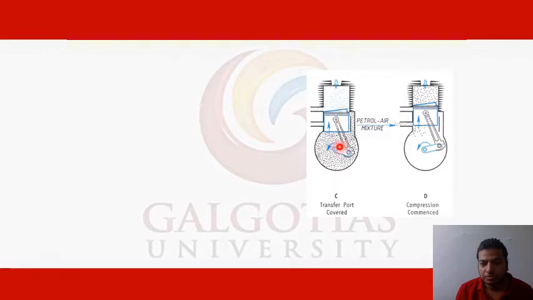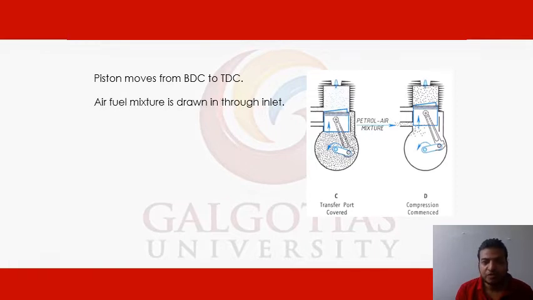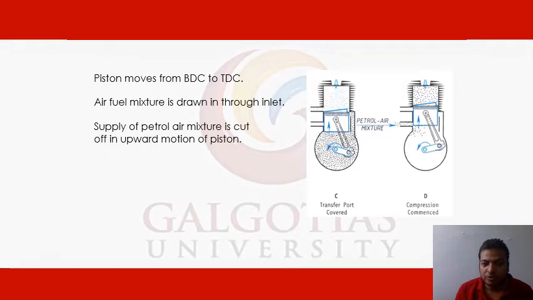So here you can see the combustion will take place in two strokes of the cycle instead of four. So the fuel is also at the top. You can see the inlet and two ports are there. So fuel can also be stored at the top and the bottom. The piston moves from bottom dead center to top dead center. Air-fuel mixture is drawn in through the inlet. Supply of the petrol-air mixture is cut off in the upward motion of the piston. So as the piston moves in the upward direction, the supply of the petrol-air mixture is cut.